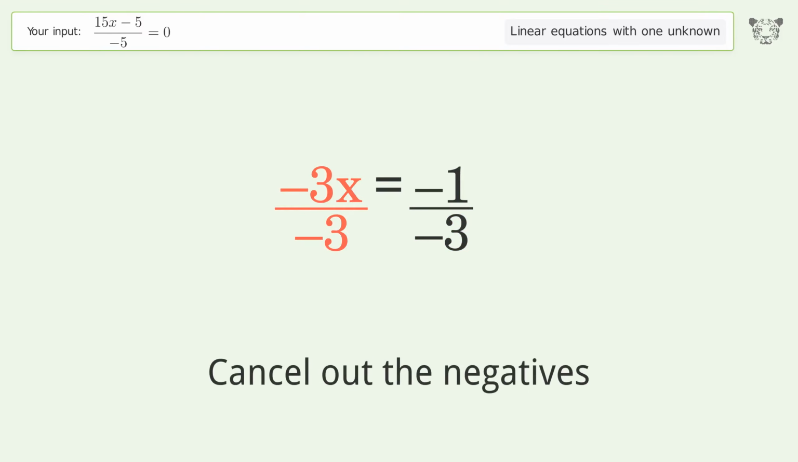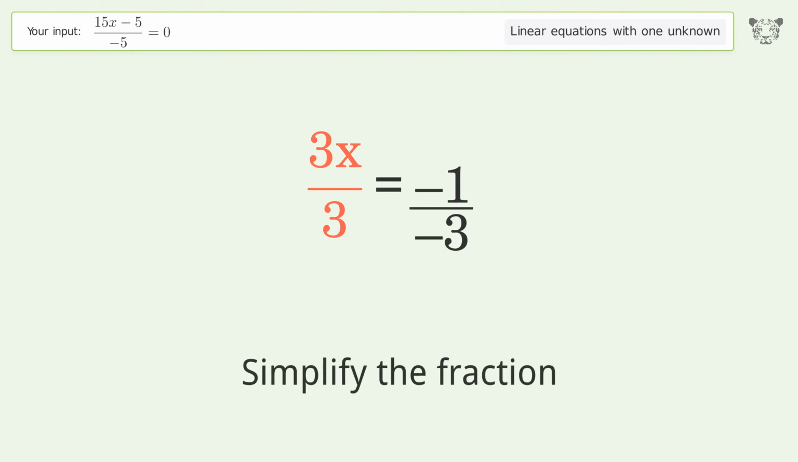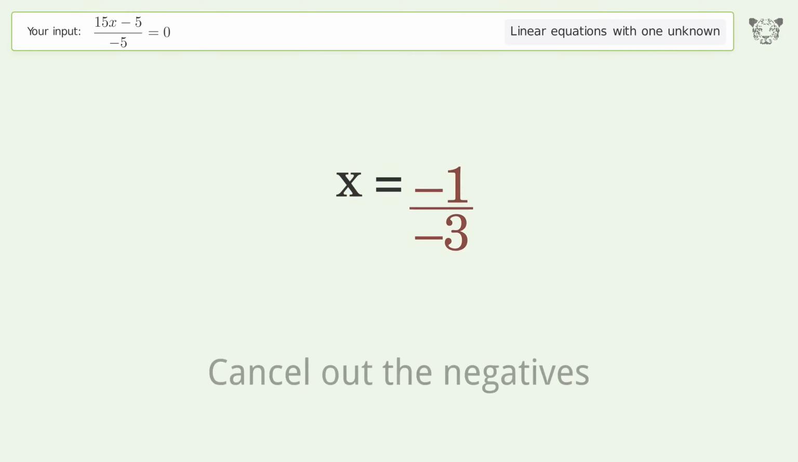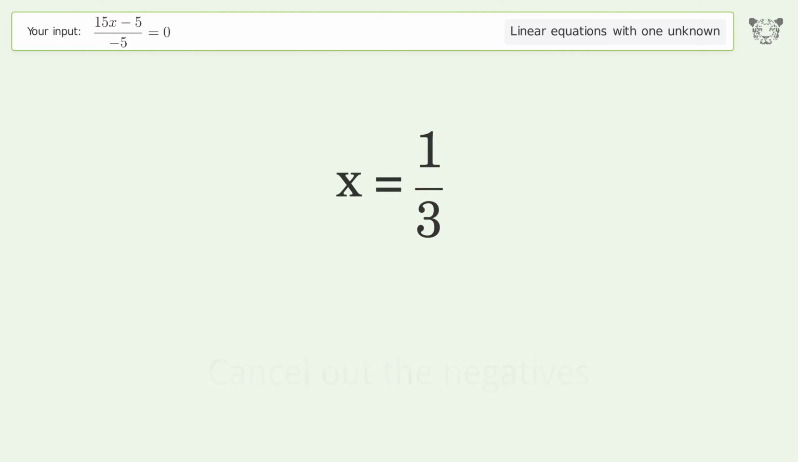Cancel out the negatives. Simplify the fraction. Cancel out the negatives. And so the final result is x equals 1 over 3.